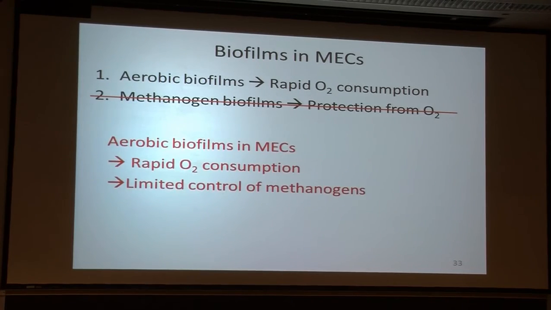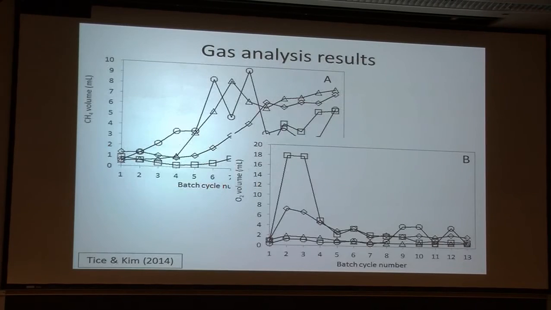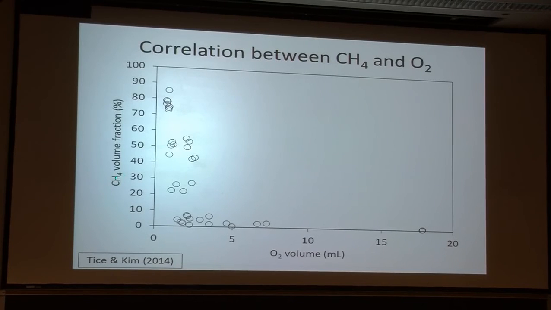The aerobic biofilm in MECs consumes oxygen really rapidly, so that at the end of the day we have limited control of methanogens. So we went back to the gas analysis results. We collected all the data points over here, and then we plotted these data for methane volume fraction in percent as a function of oxygen volume in the gas analysis.